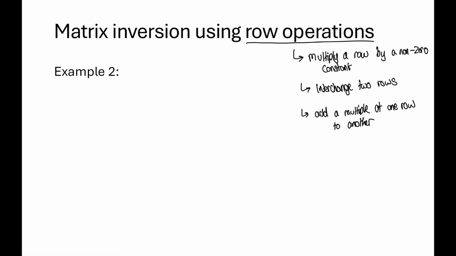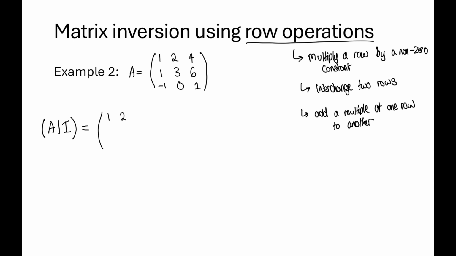If I now work through an example, let's say we had the matrix A, which is a 3 by 3 matrix which goes 1, 2, 4, 1, 3, 6, minus 1, 0, 1. And we need to find the inverse of this matrix. What we first do is form the augmented matrix. And this time we have I, the identity matrix. So this matrix looks something like 1, 2, 4, 1, 3, 6, minus 1, 0, 1, and then the identity matrix, which would be 1, 0, 0, 0, 1, 0, 0, 0, 1.